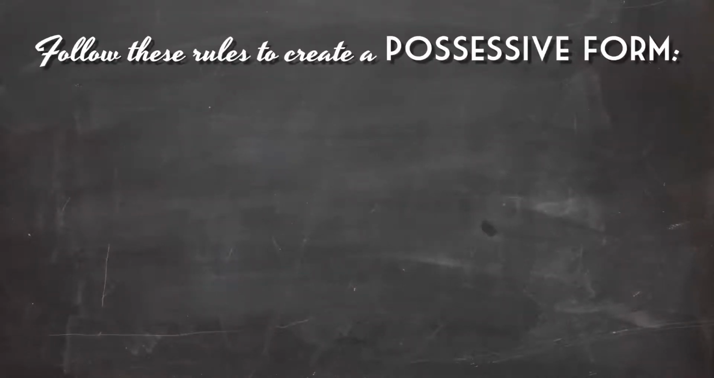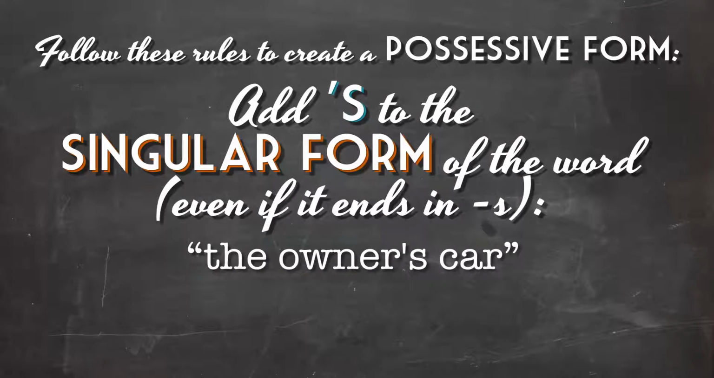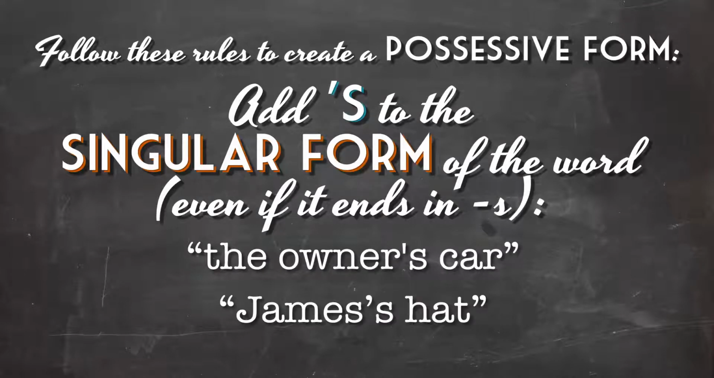Follow these rules to create a possessive form. Add apostrophe s to the singular form of a word. The owner's car, James's hat. This rule applies even if the noun already ends in s, like James.